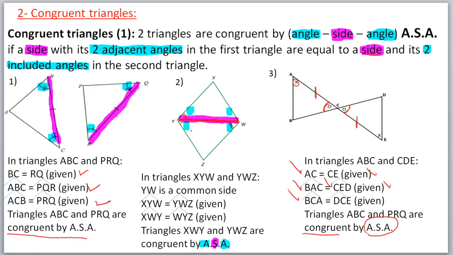Also here the same, we say that WY is a common side. Angle XYW equals angle YWZ, it's given. Angle XWY equals angle WYZ. Yes, this angle is equal to this angle. Okay, so we name them. We should know how to name them. Okay.